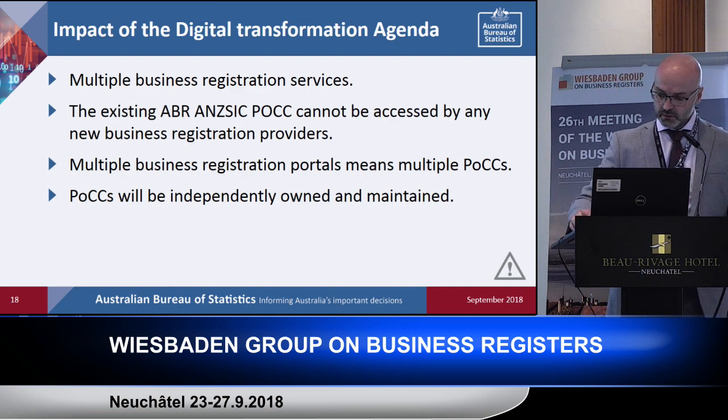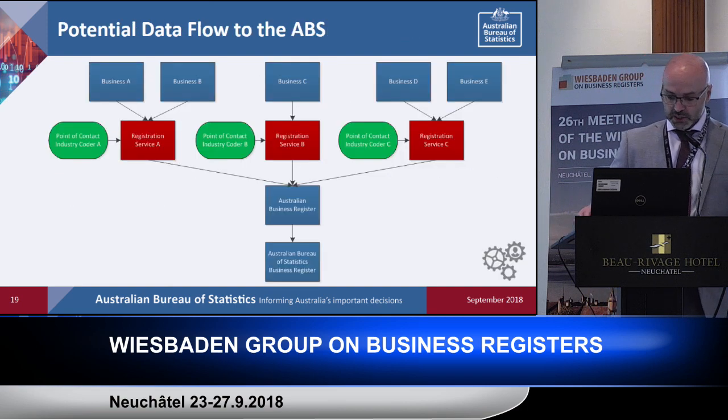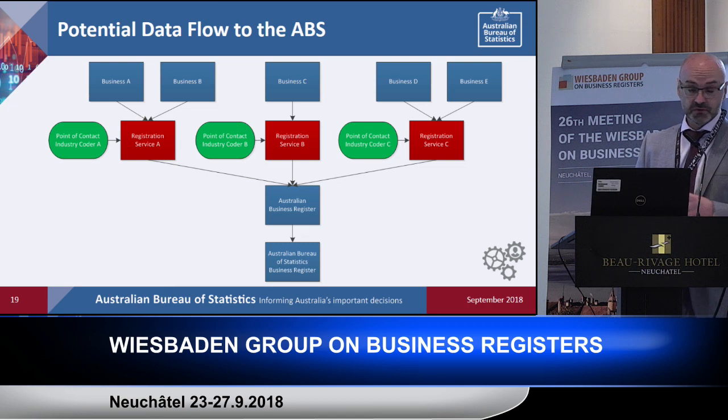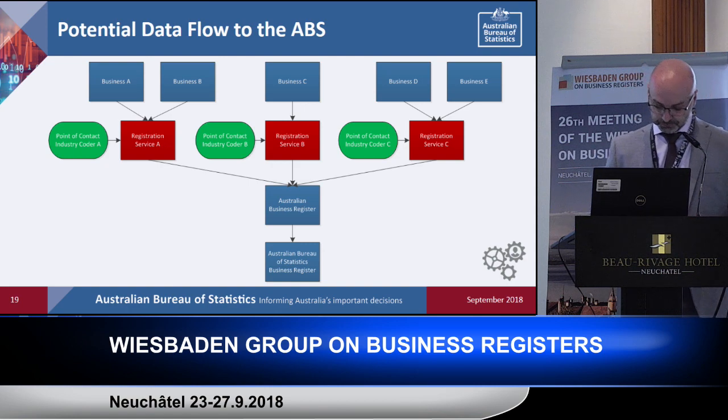And to demonstrate the problem, this is what the potential data flow through to the Australian Bureau of Statistics could now look like. Up the top, we have businesses A, B, C, D and E. They have the option of registering their business through a number of different service providers highlighted in red. Now, each one of those service providers will have their own industry coder. The data will still flow through to the Australian Business Register and then through to us. The problem with this is that each one of those point of contact coders in green will give us different results. So that's where the problem lies.